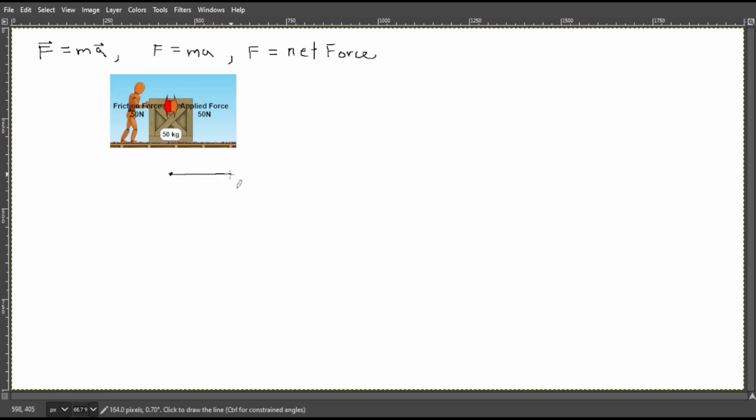So all the forces on it are two forces, an applied force to the right and a frictional force to the left. So here we have the applied force, I'll call it FA for F applied, to the right, and the frictional force to the left. I'll just call it little f for friction. So the net force, the F net in this case, is going to be the sum of these two forces.